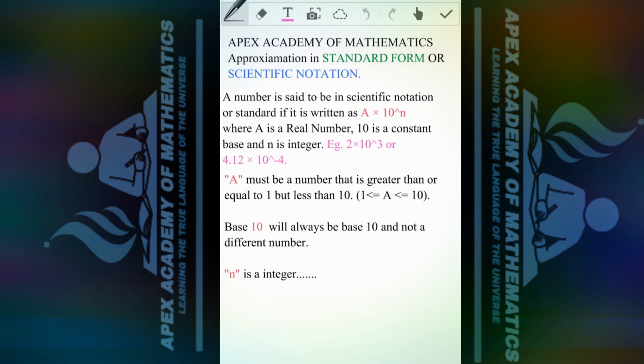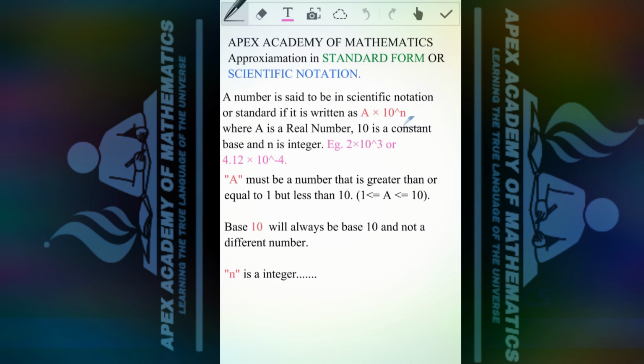All right, so the first thing we want to do is, how do we know if a number is in standard form, or what does it look like? And so it says here that a number is said to be in scientific notation or standard form if it's written as a multiplied by 10, and this here means to the power of n, or to an index n, not 10 but n. All right, so it is a times 10 to the power of n.